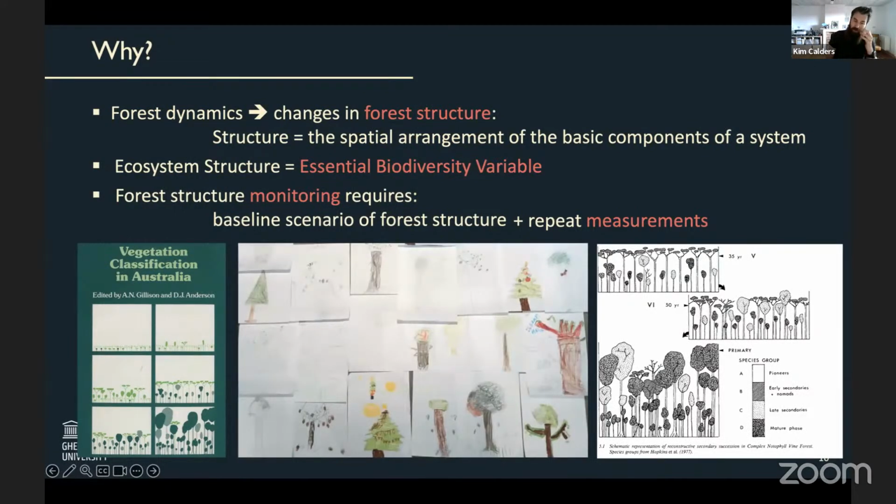I also put this one here. This is actually a little side project that Matt Disney from UCL did, where he asked in his daughter's class for everybody to draw a tree. And people just have a very different vision or idea of how a tree structure looks like. So it's very important that we can use tools in vegetation monitoring that give us objective measurements of how the tree structure looks like if we want to implement forest monitoring.